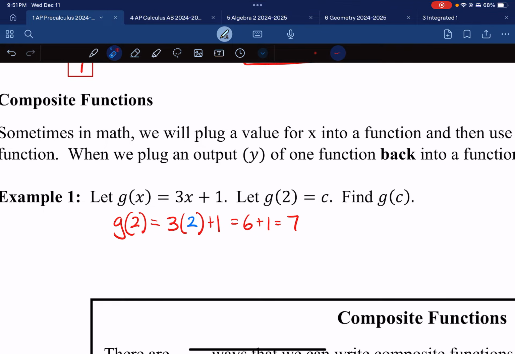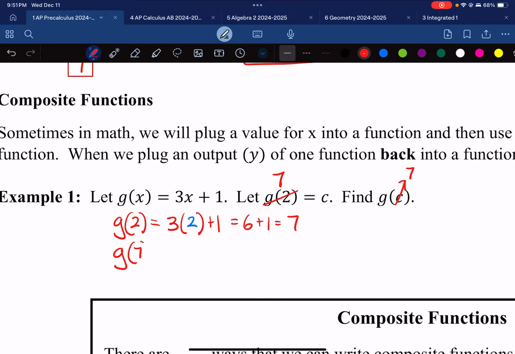All right, what do we know? g of 2 is now equal to 7, which means this g of 2, I can cross that one off and say that's 7, which means 7 is c. And now I can find what is g of c. g of c is, again, if 7 is c, this c is also 7. So I can say that c is 7, and I'm trying to find what is g of 7.